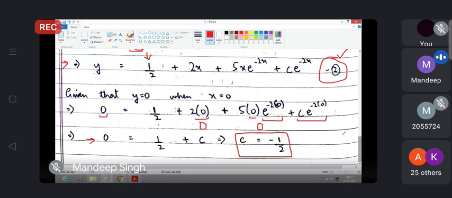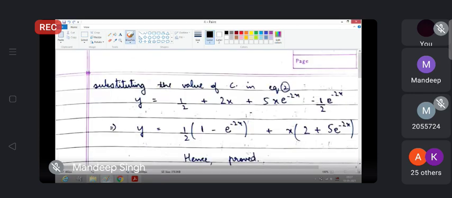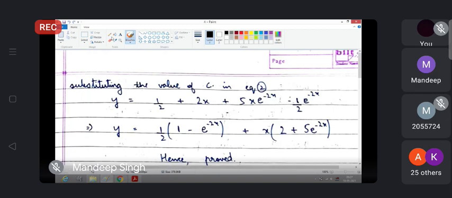Substituting this value of c in the solution or equation 2. Moving on to the next page. So we get y is equal to half plus 2x plus 5x into e raised to the power minus 2x minus half into e raised to the power minus 2x. The value of c, minus half, has come here.